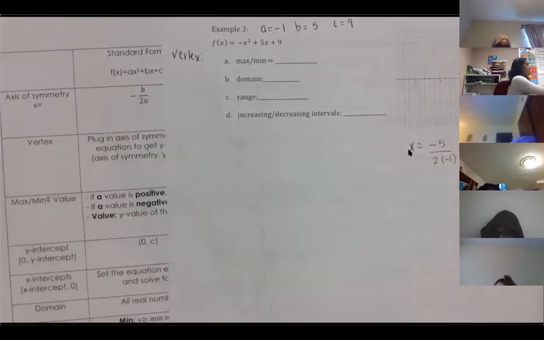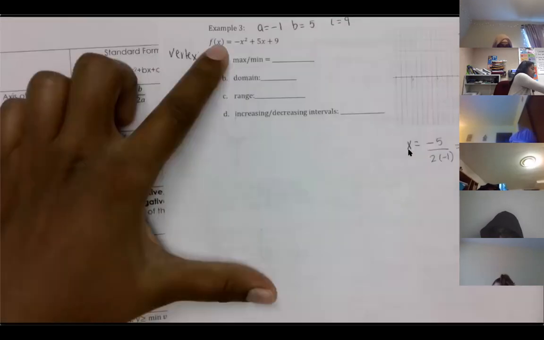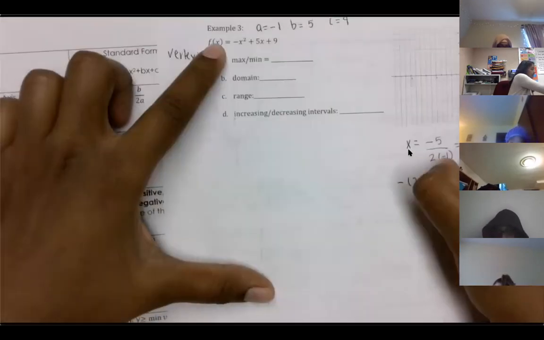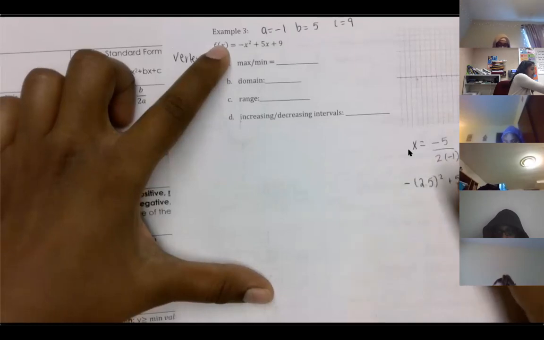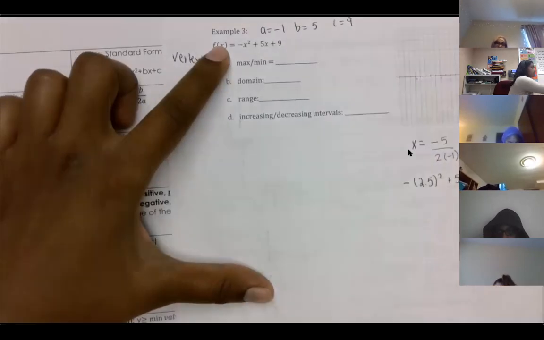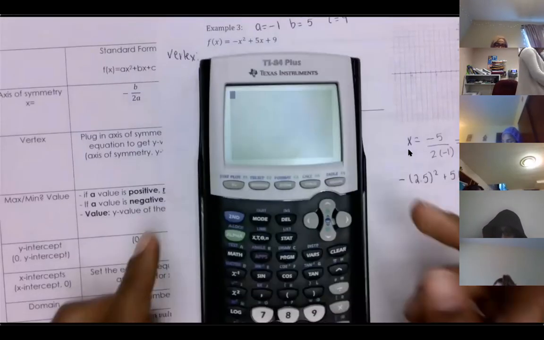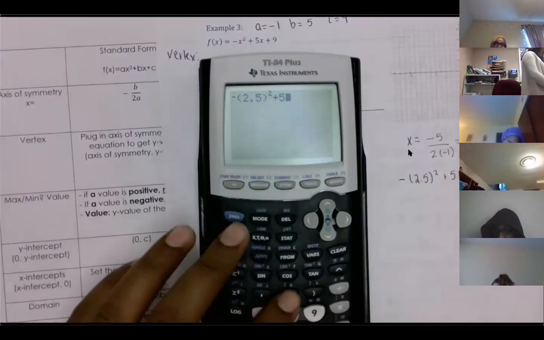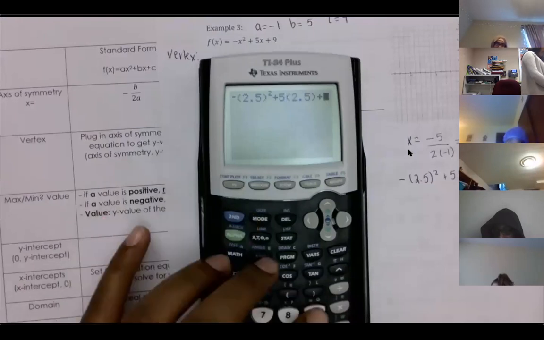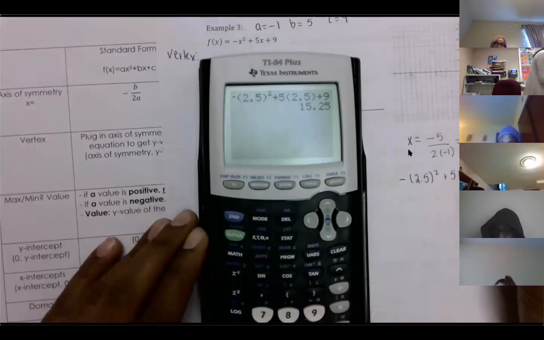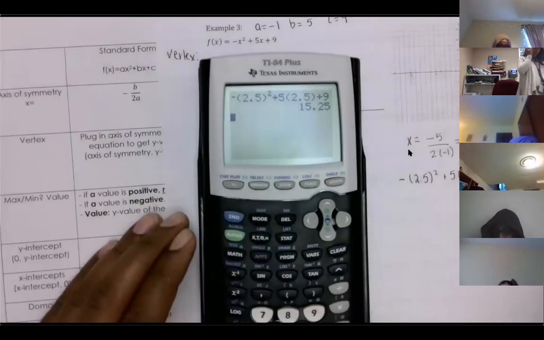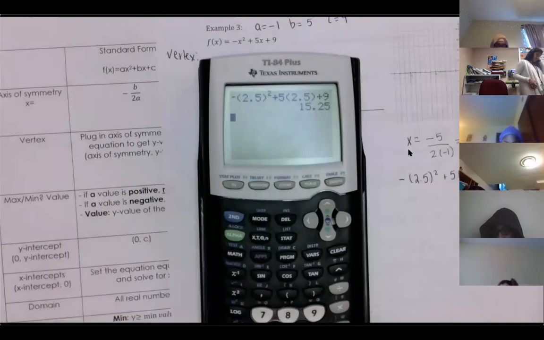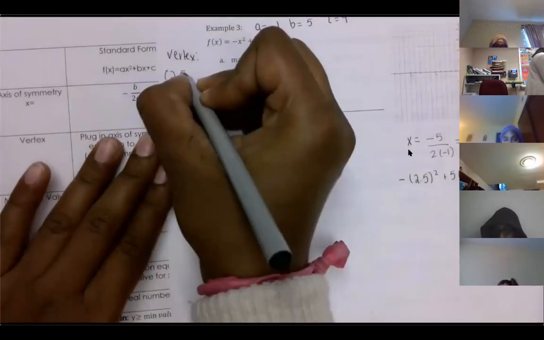And then we're going to plug that into our original equation. So it's going to be negative 2.5 squared plus 5 times 2.5 plus 9. Take out your calculator. So you've got negative 2.5 squared plus 5 times 2.5 plus 9. And it's equal to 15.25. So your vertex is at 2.5, 15.25.